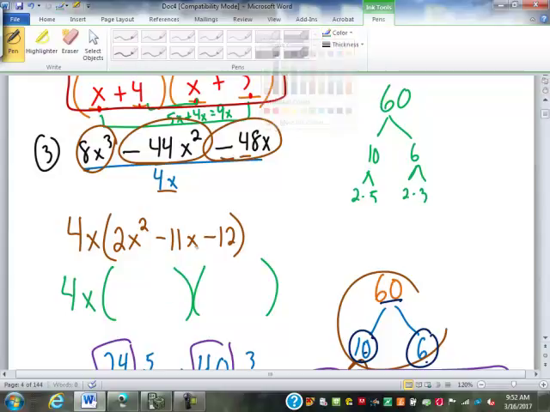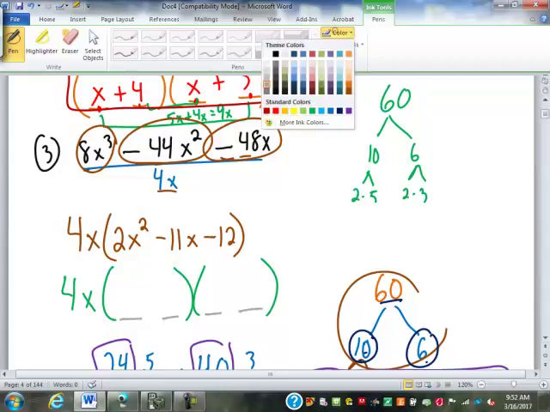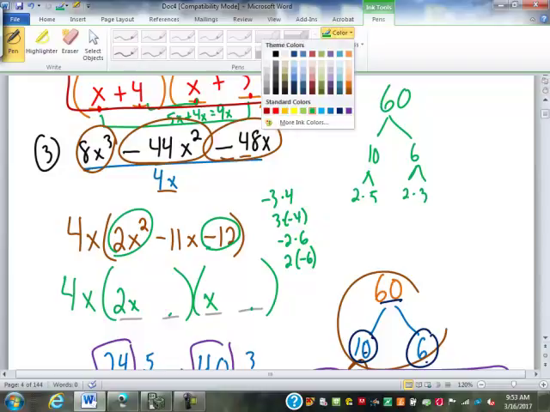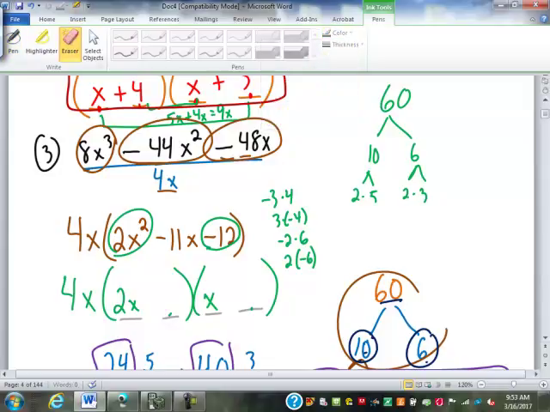Now, as always, we're going to have 2 digits in each. And those first digits have to multiply to make the 2x squared. So that has to be 2x times x to make 2x squared. These last 2 digits have to multiply to make negative 12. So it can be a negative 3 and a positive 4, or a 3 and a negative 4, a negative 2 and a positive 6, or a 2 and a negative 6, or even 1 and 12. Negative 1, positive 12, positive 1, negative 12. The only way to know is to pick one and try it and test it, see if it works.